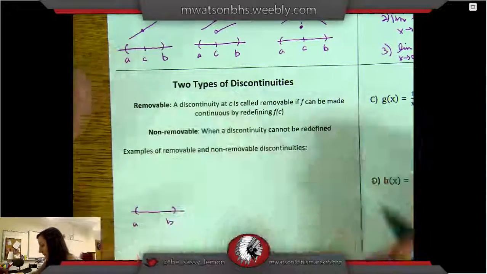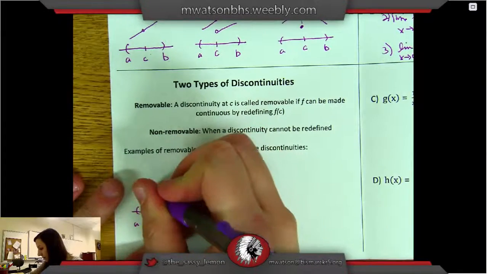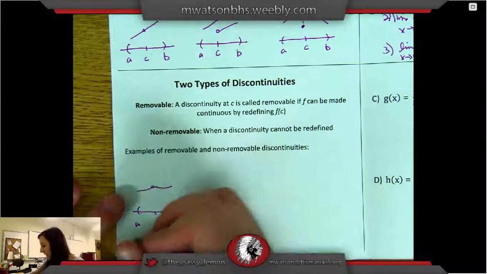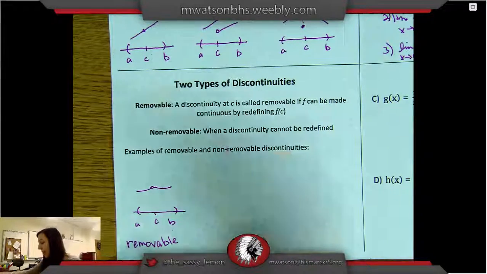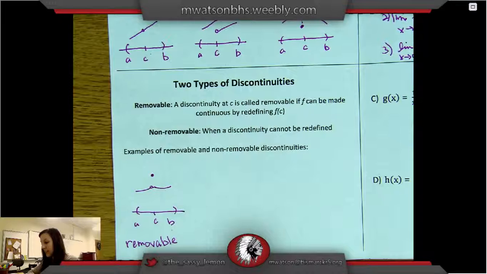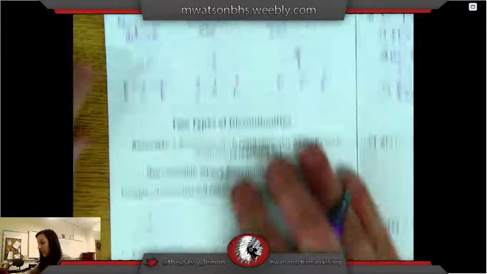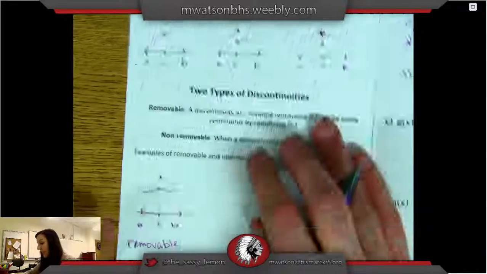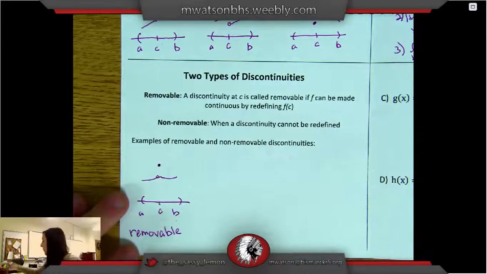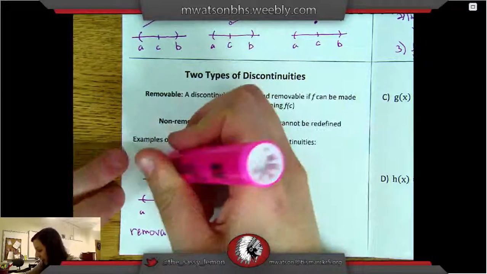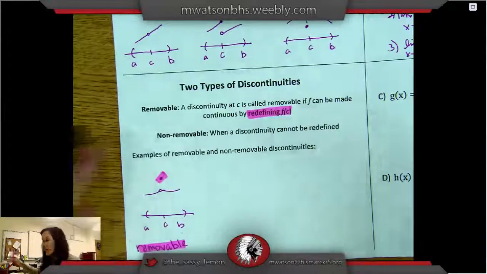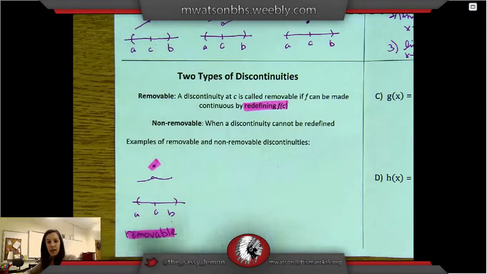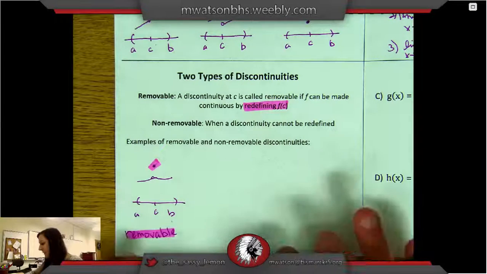So again, we've got this interval a to b, here's c in the middle. This one is considered removable because we could redefine it and we could actually add a point here to the graph, which would make f of c defined. Do you see that that would change it to actually meet this condition? So that's why it's considered removable. And just so we remember what we added here, I'm going to highlight this. And that's when we redefined f of c. So we changed the function or the graph to meet the condition.